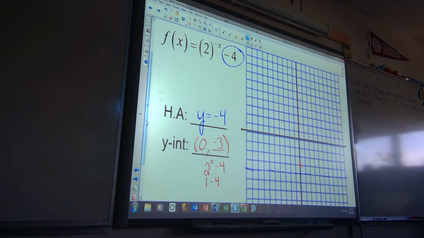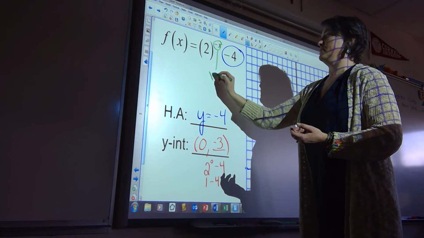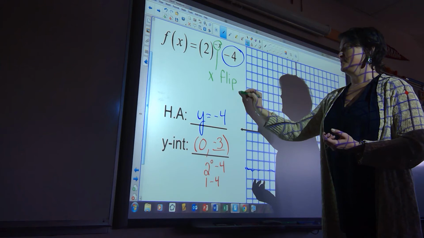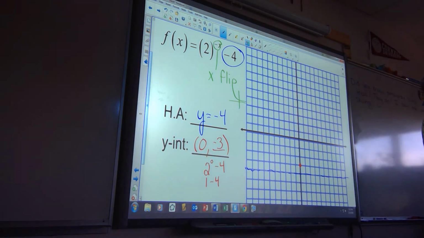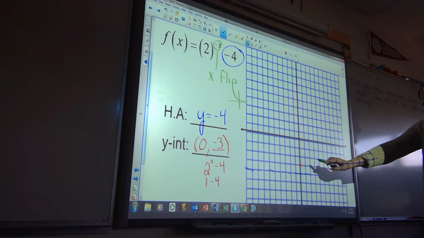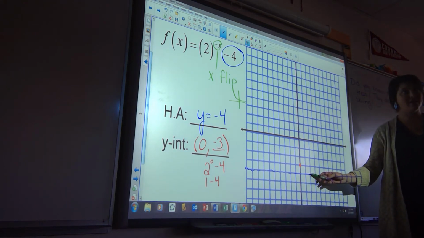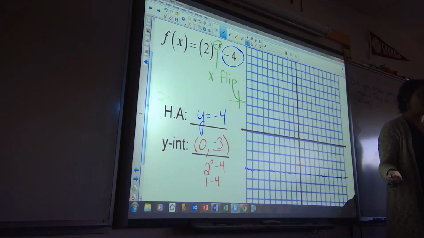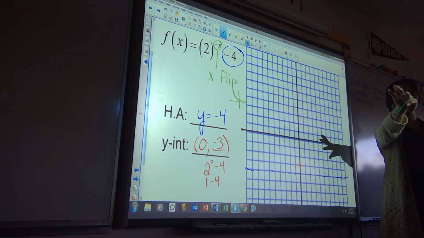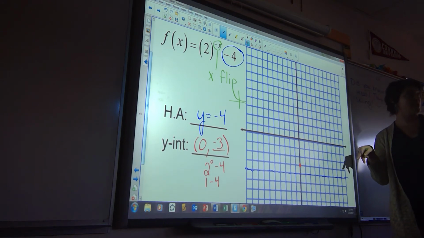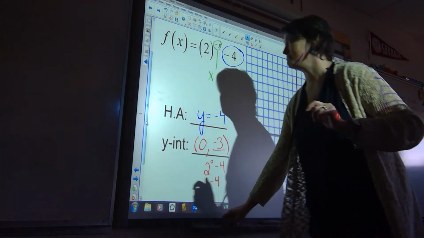All right, now this one, I think we could use the shortcut on this, but let's remember that this is going to be an x flip. So this one will end up looking like that. So from here, I would have to grow, and here I would have to shrink by a factor of 2. Now, if you're comfortable doing it that way, try that out right now and see if you can figure out where those points would go. I'm going to show the t-table approach, and you can see if your intuition was right.